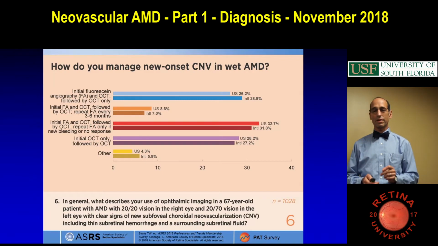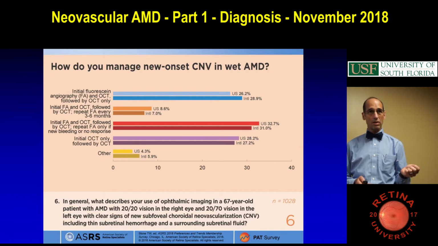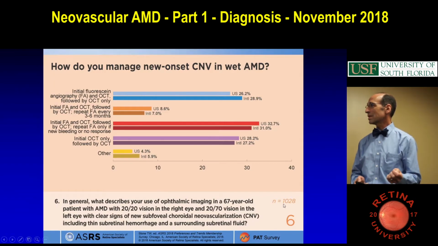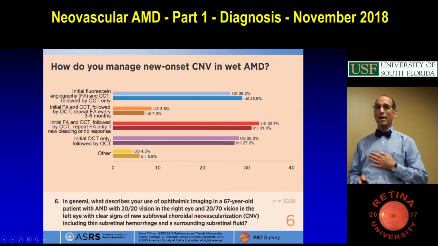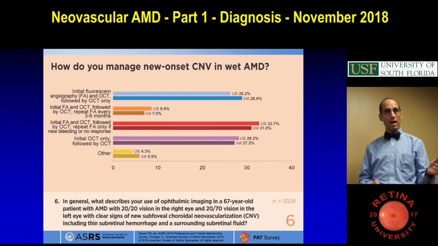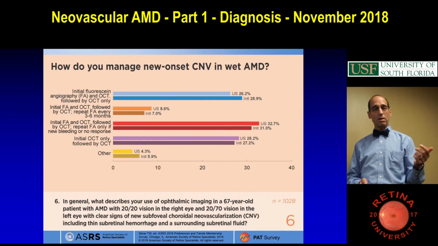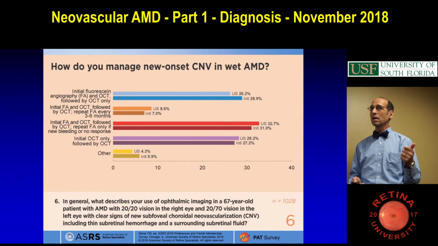go through iterations. And then the other thing, by permission, I pulled images from the 2018 PAT survey, and this is sort of talking about management. This is the best way to, I can say what I do, but if you look at the ASRS, which is over 1,000 retina specialists in the country, plus international, this shows what people do in general. So the one thing is, when you get someone with wet AMD, what's your workup?